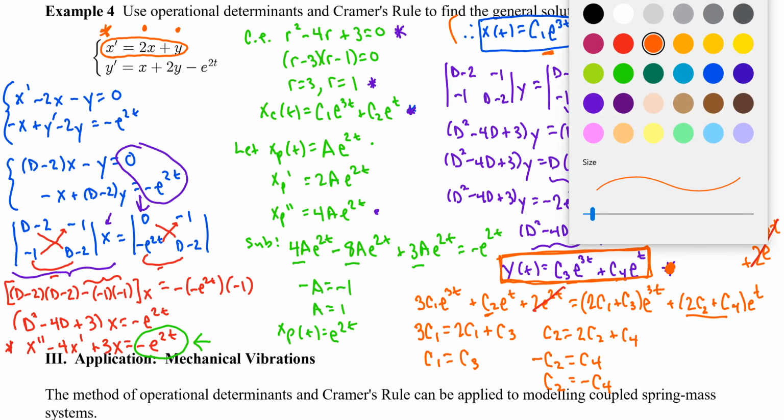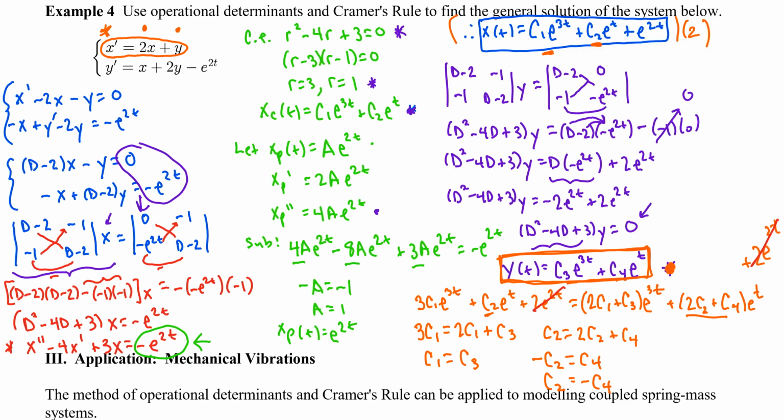And then we're almost there. So finishing out the second half of our solution, y of t equals C3. Well, C3 is the same thing as C1, so we can now call that C1 e to the 3t. Then we have plus C4. Well, C4 is the same thing as negative C2, so minus C2 e to the t. So little extra work there at the end, but we have successfully solved the system.